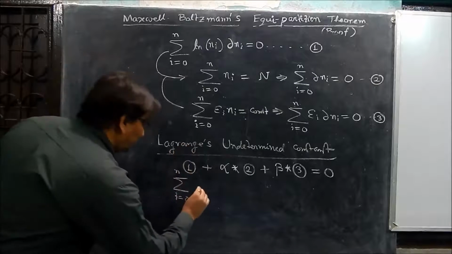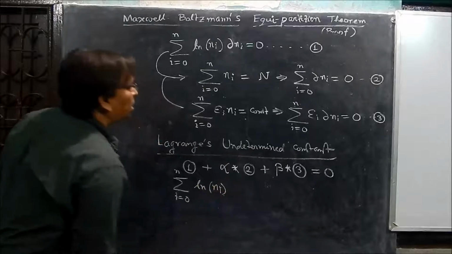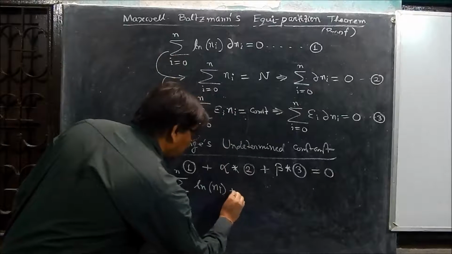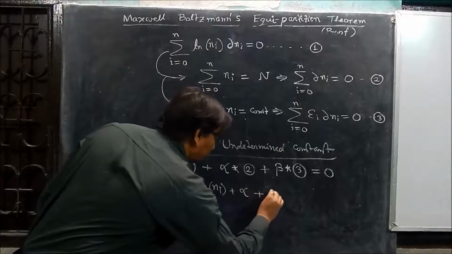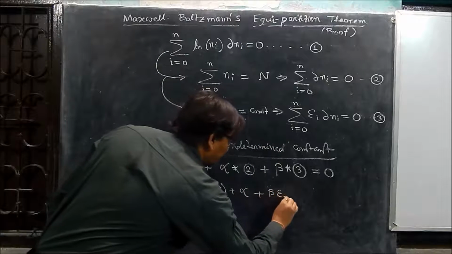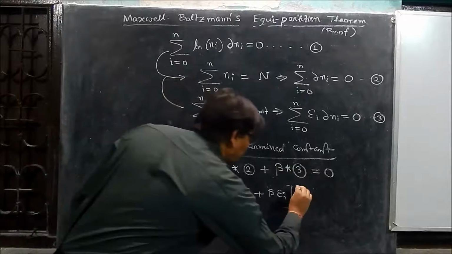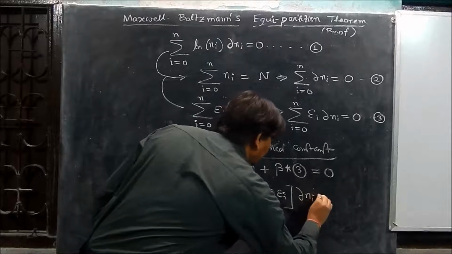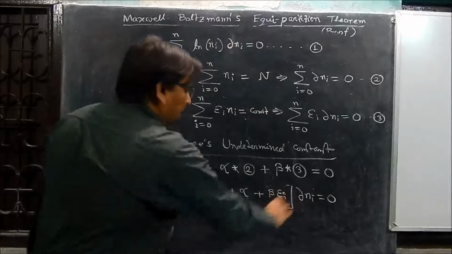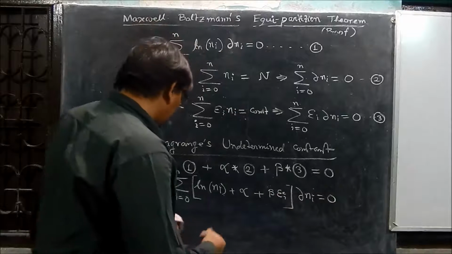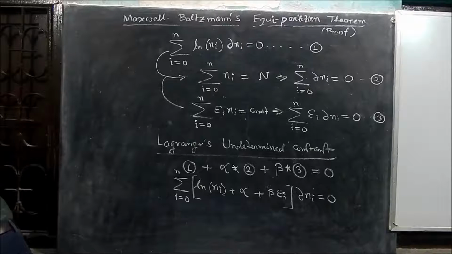So this equation will be ln of ni plus alpha, and this will be beta epsilon i. So all those things put together into del ni, this thing equal to 0. So we have to make this condition satisfied. This is the ultimate condition that we get from here.